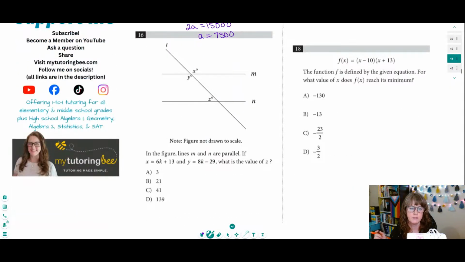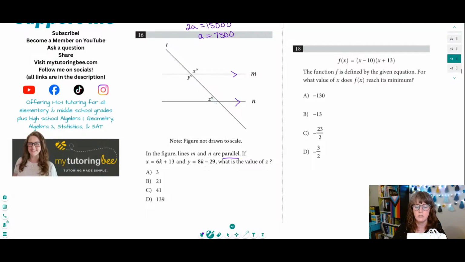Down to 16. All right, so looks like we've got parallel lines and a transversal. In the figure, lines M and N are parallel to each other. If x equals 6k plus 13 and y equals 8k minus 29, what is the value of z? Okay, so we've got x, y, and z here.